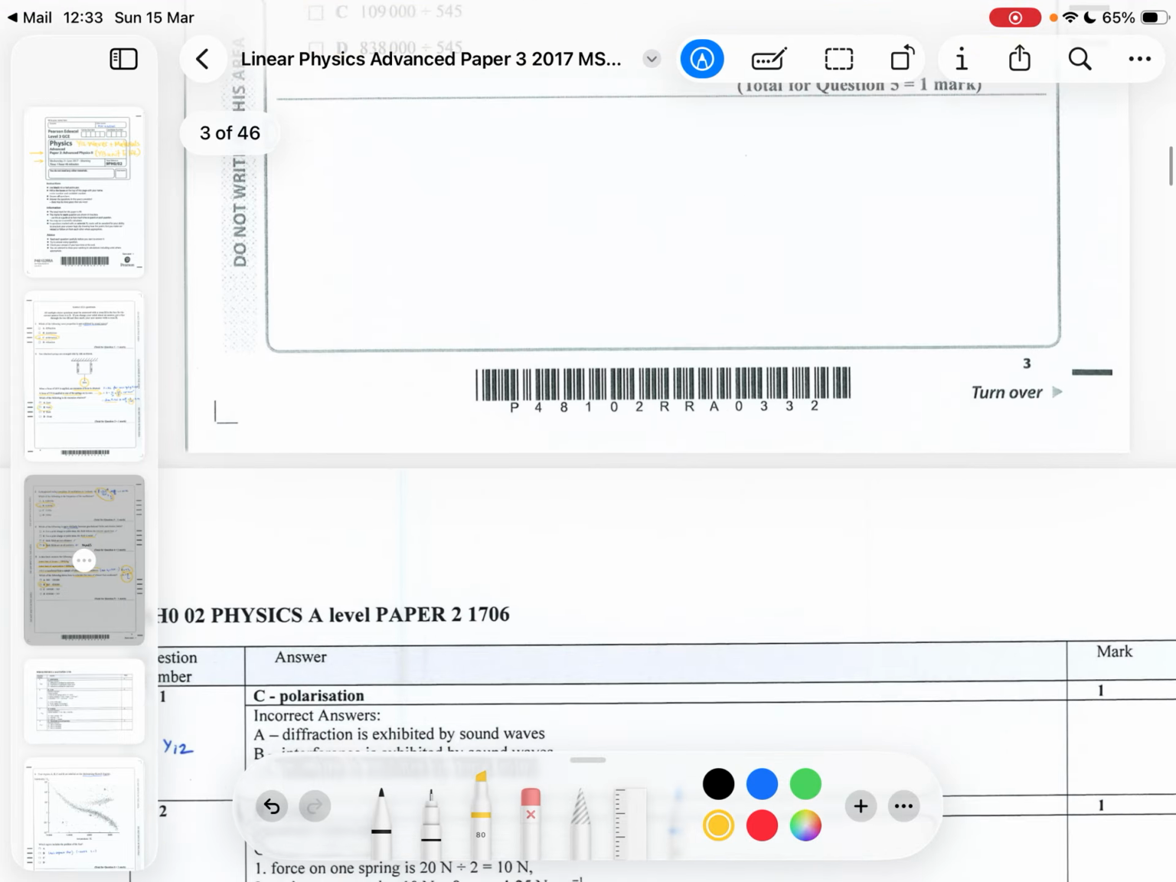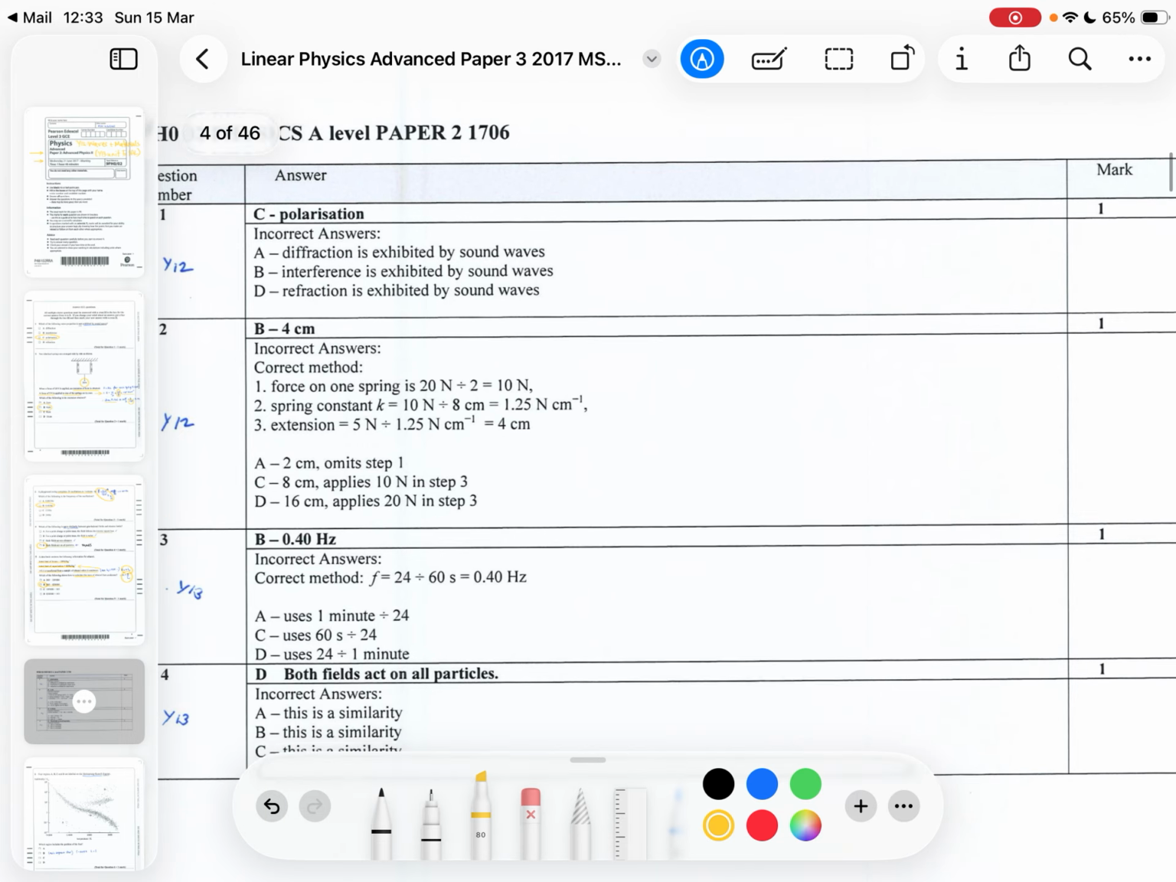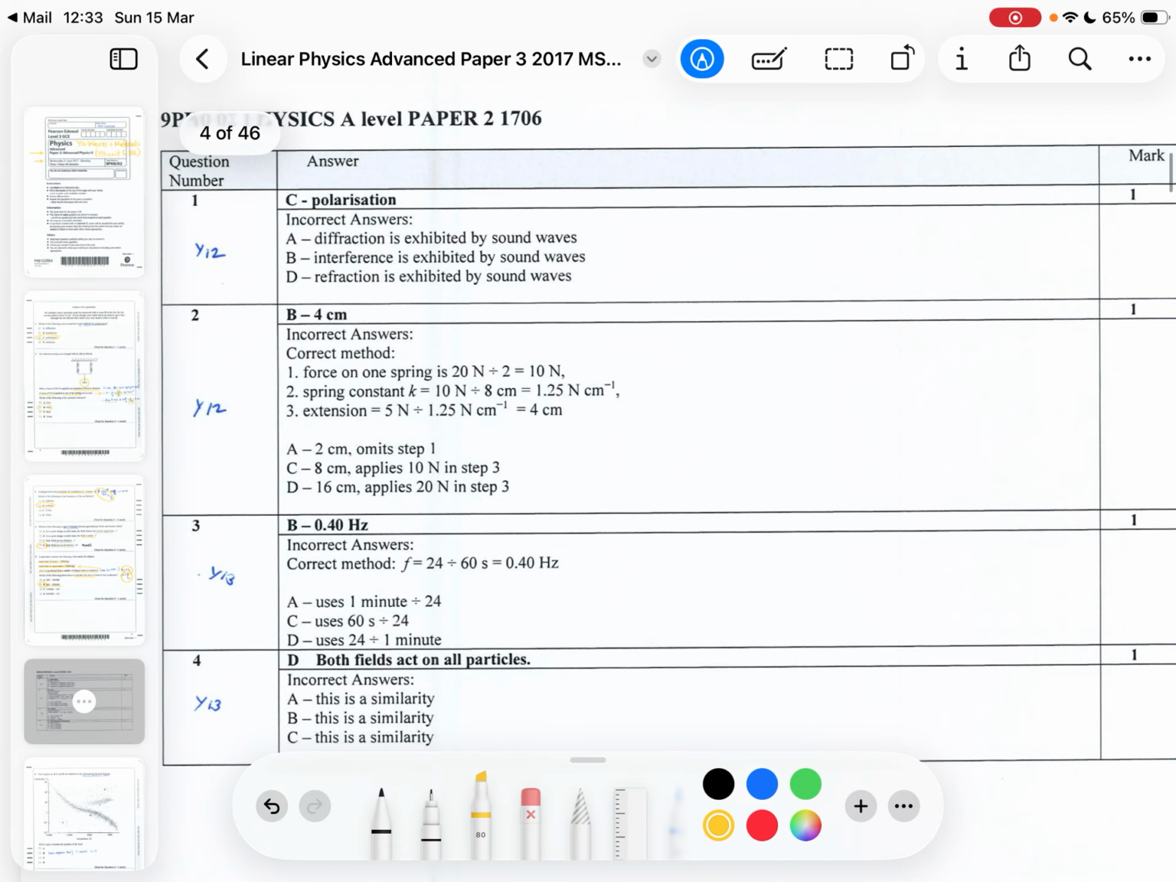Okay, and the question 5 is on the next page, so I've put them in. So you can see over here we got 2 questions from year 13 content, and 2 questions from year 12. Okay? So that's the difference between a linear and a modular.